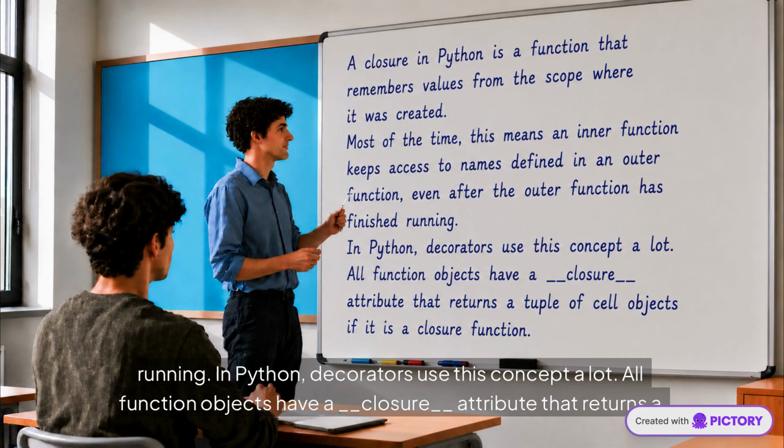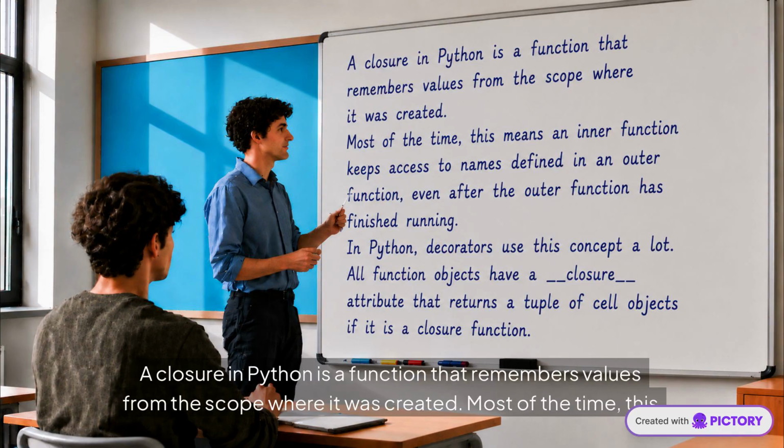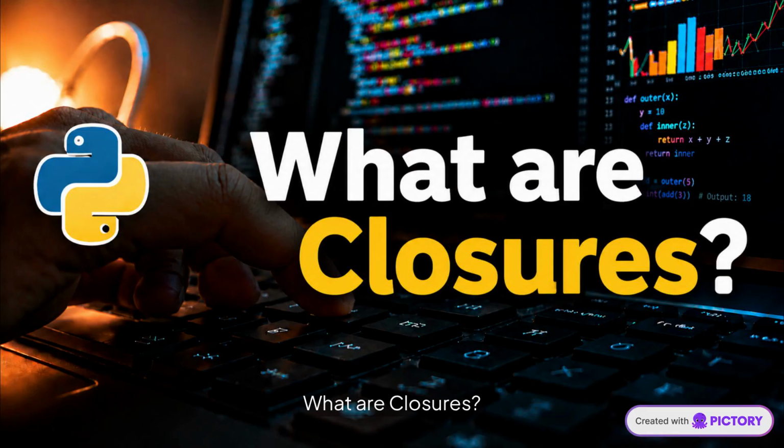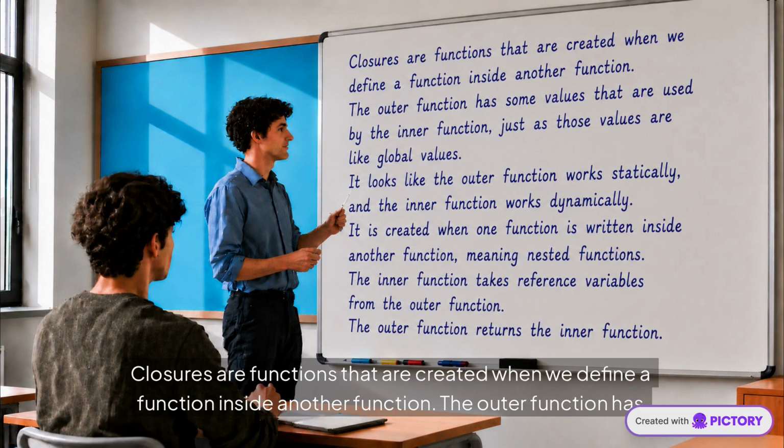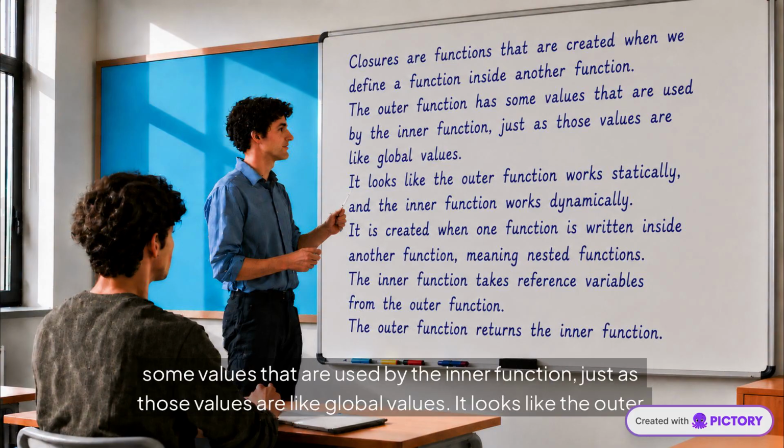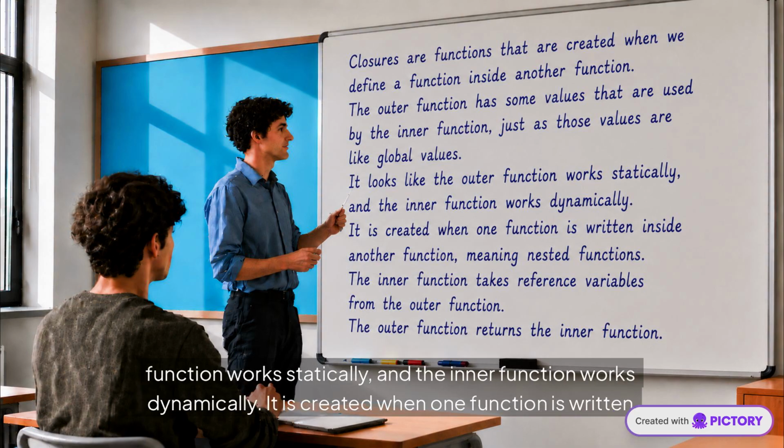All function objects have a __closure__ attribute that returns a tuple of cell objects if it is a closure function. What are closures? Closures are functions that are created when we define a function inside another function. The outer function has some values that are used by the inner function, just as those values are like global values. It looks like the outer function works statically, and the inner function works dynamically.